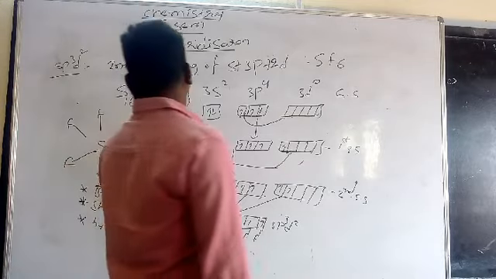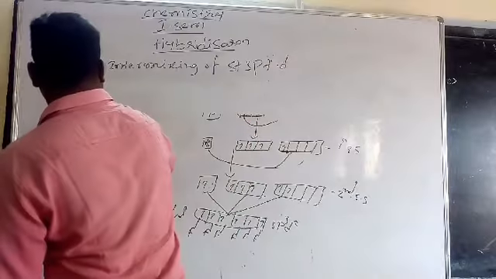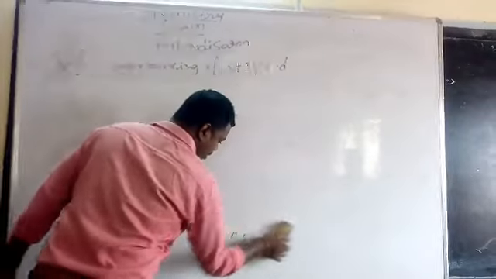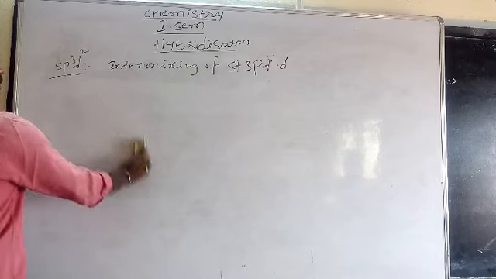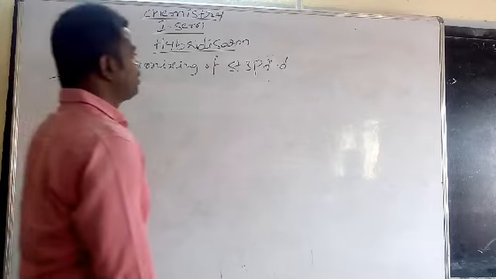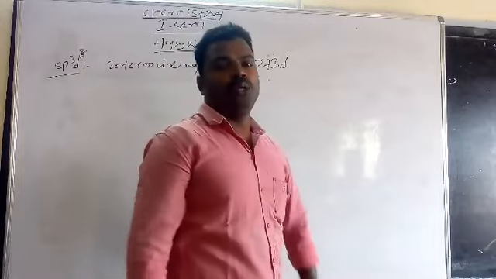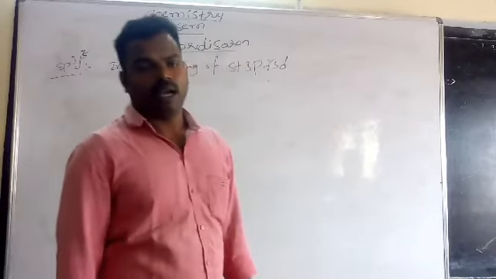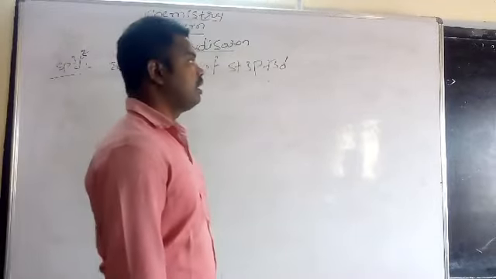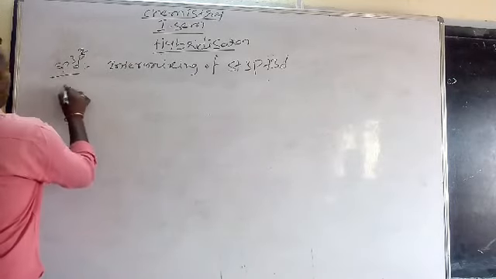The next topic is sp3d3 hybridization. sp3d3 hybridization means intermixing of one s orbital, 3 p orbitals and 3 d orbitals combine to give new equivalent hybrid orbitals called sp3d3 hybrid orbitals. This process is known as sp3d3 hybridization. The example of sp3d3 hybridization is IF7.